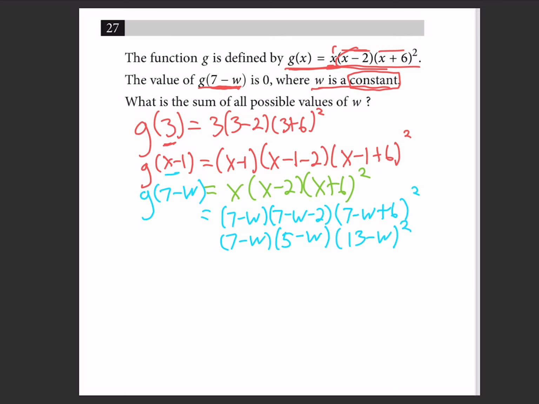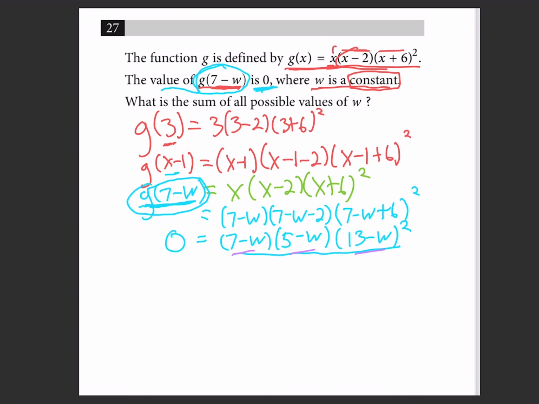Okay, so what do we do with this? Well, this was the function when we put in 7 minus w. Notice they're saying the value of that, when you use the function with a 7 minus w, is 0. Meaning this whole function here is equal to 0, because g of 7 minus w, they said that is 0. So I put a 0 here. Now what we need to realize is the zero product property. What that means is if any of these parentheses turns out to be 0, it wipes out all of them. The whole thing becomes 0.